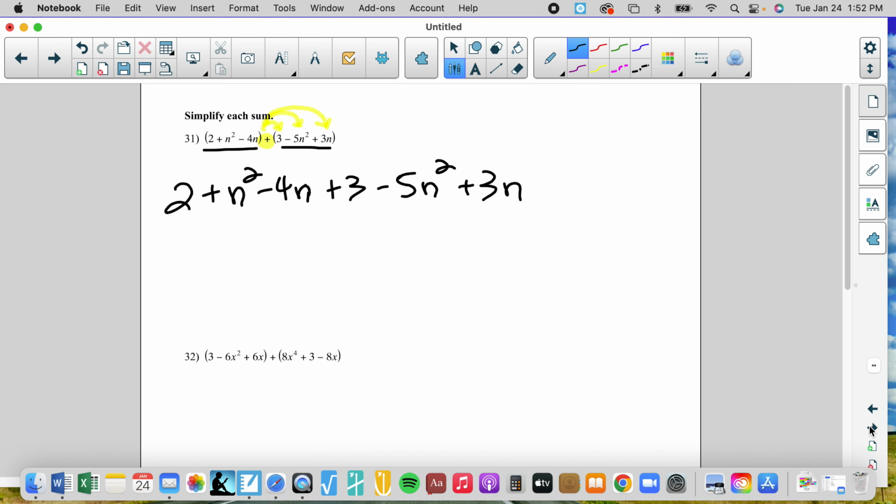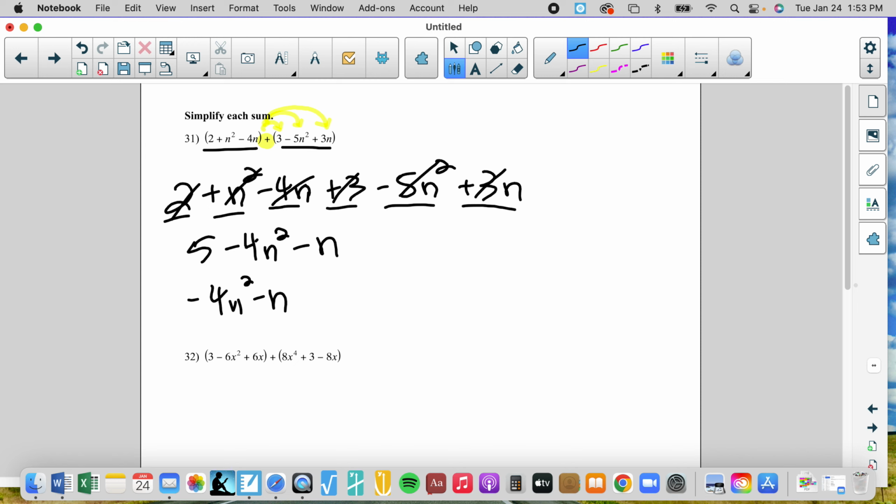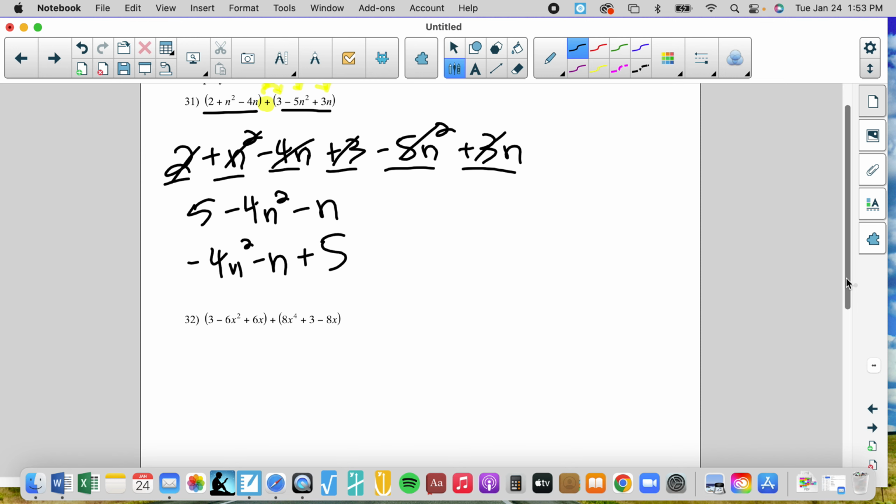So we're looking for like terms. We have positive 2, positive 3, which gives me positive 5. They're done. We have positive n squared, negative 5n squared, which is negative 4n squared. Those are done. And then we have negative 4n, positive 3n, which is negative n. Those are done. We can still do the cross out. And now we want to write it in standard form. And that should be the correct answer.